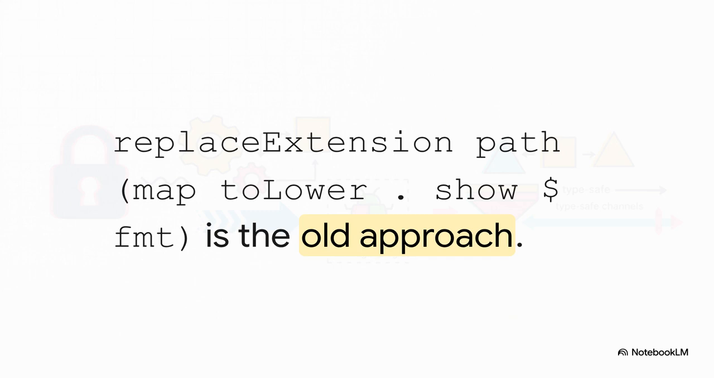So the application had a specific export format, like a PDF or an EPUB. And to figure out the right file extension, the old code was basically just calling the show function on that format. It took the internal data type, converted it to a string, and then just mapped that string to lowercase letters. Meaning if the system saw capital PDF, it just spat out lowercase PDF. And hey, at first glance, that seems pretty clever, right? It's super concise. But there is a massive structural flaw hiding right under the surface.